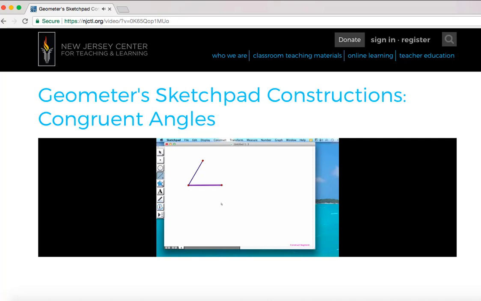Next, you're going to construct a larger segment anywhere in the file. Then you're going to press the third button down, which is your circle or compass tool, and you're going to construct a circle that has its center at the vertex of your angle and has a radius that's smaller than the edges of your angle.